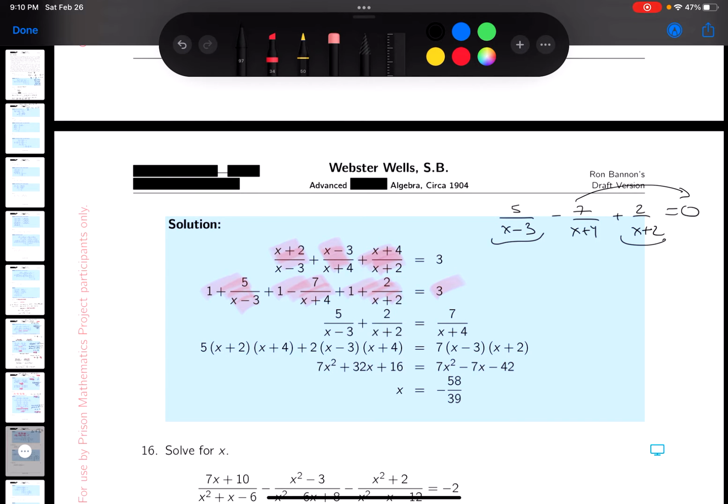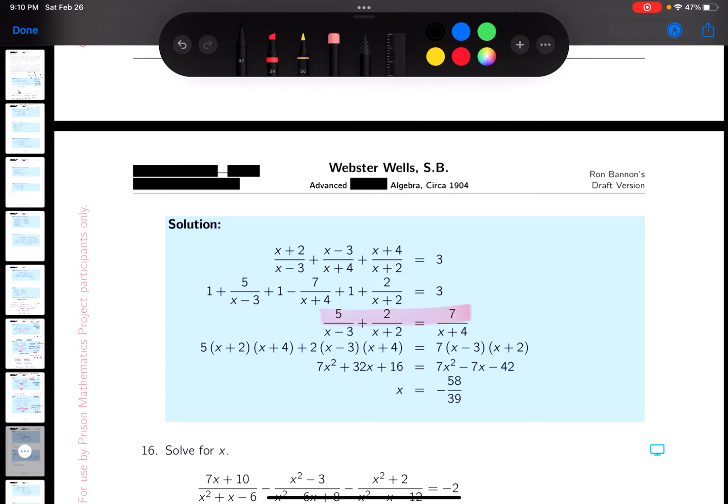So let me erase this over here. I'm done with this. I'm done with this. And I see where this came from. All right? Then what would I do? Well, I'm looking at it. It's really not bad now. I mean, it's much simpler than before. All right? Much simpler. I'm going to multiply both sides by the LCD.